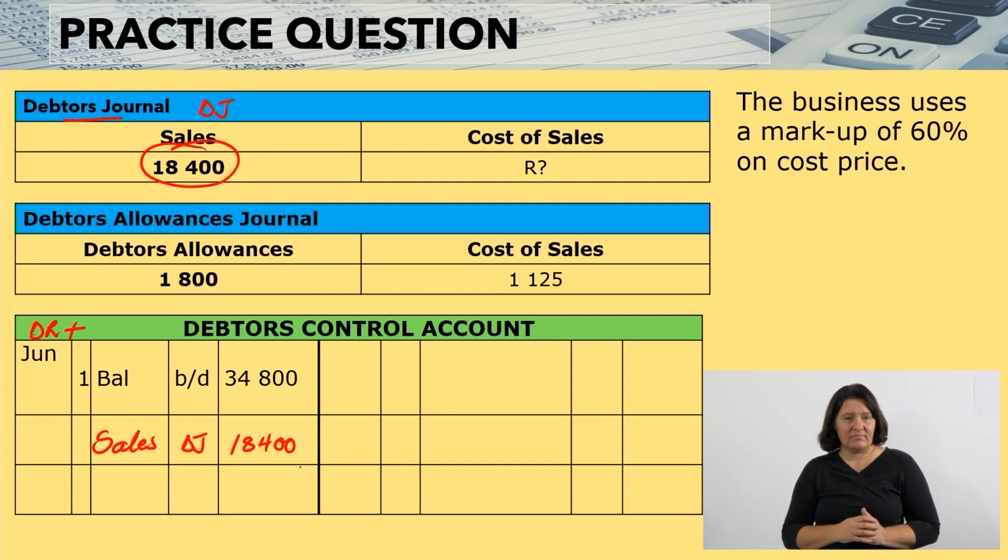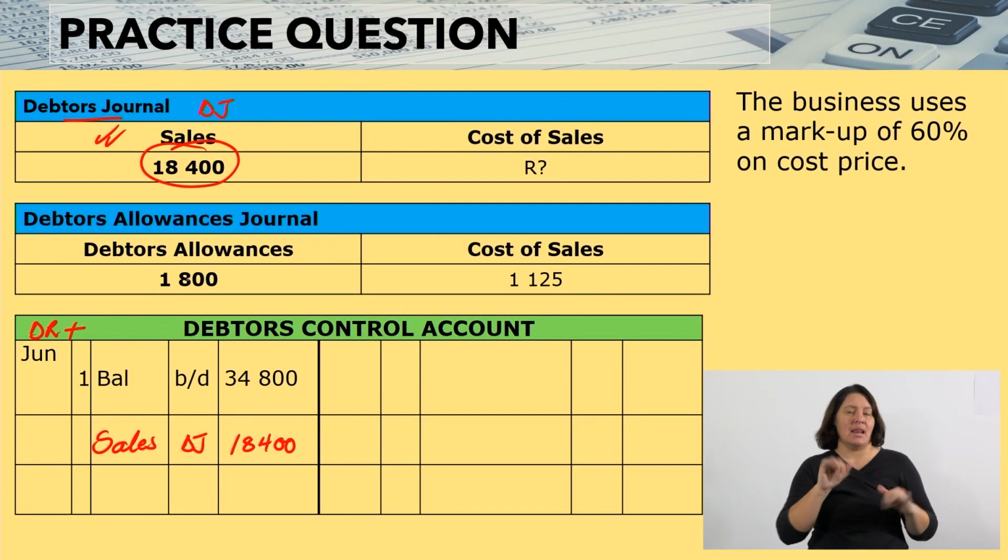18,400. We are done now with the DJ. However, when we sold goods to some debtors, some of them were not satisfied with the quality. Therefore, they returned the goods to us. We are now talking debtors allowances. Now, in debtors allowances, it is not only the return of goods, but it could be that we have written a wrong amount on the invoice, we overcharged them, so they will also claim an allowance. That is what you find in your debtors allowances.